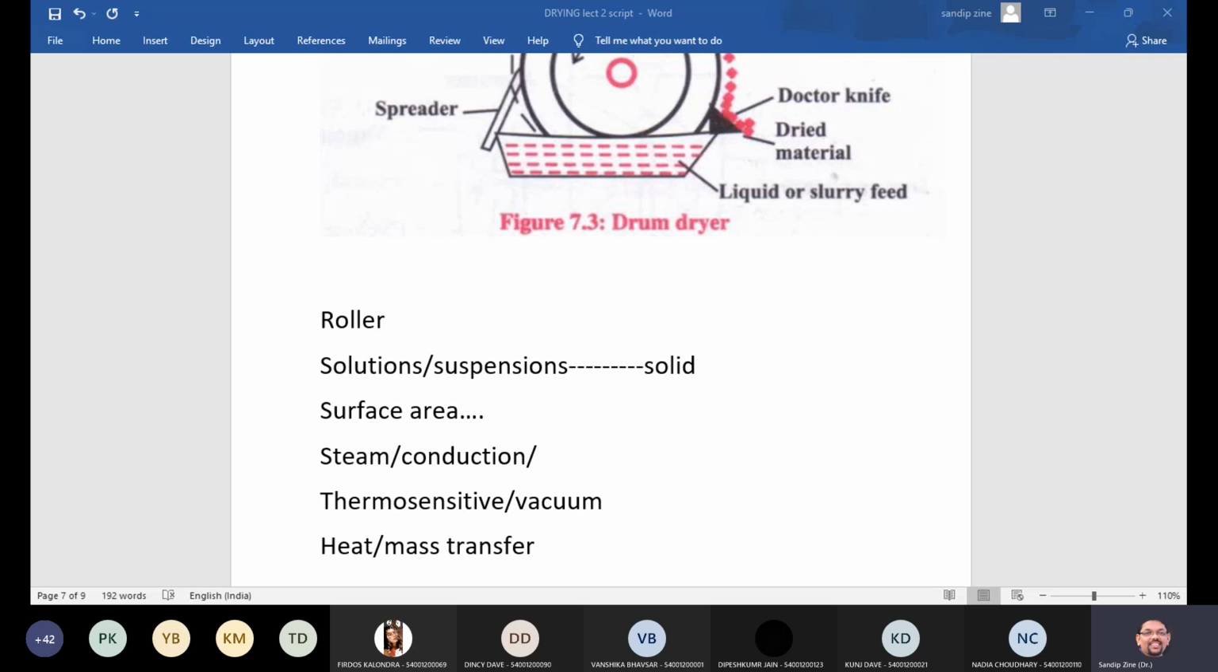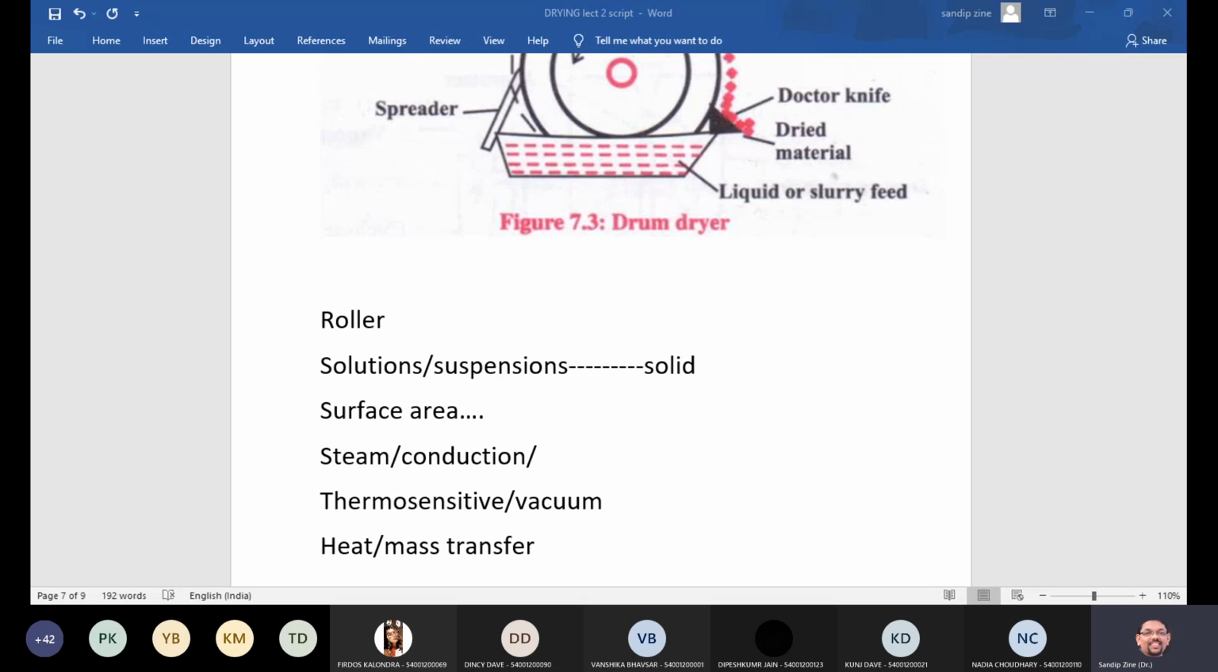And as compared to tray dryer, here skilled operators are essential to control the thickness of the film, because we have to do proper setting, whether we have to take 1 mm thickness or maybe 2 mm thickness. So an operator is required to run such kinds of dryers, and it is not suitable for low solubility products. So this may be a disadvantage that we can overcome in any other dryer.